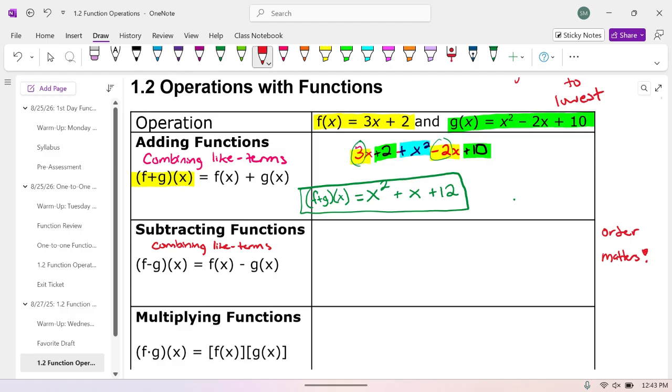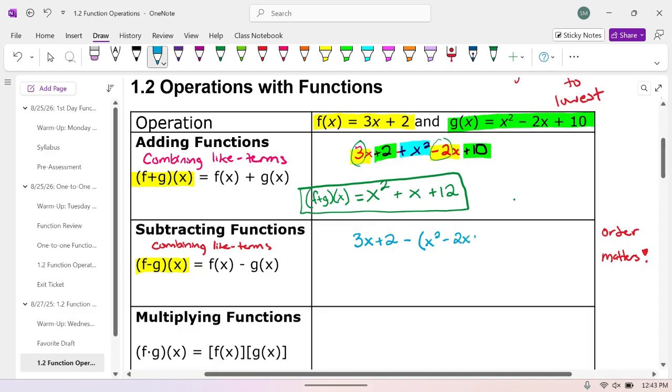So I'm going to go ahead and write out my function. We're going to do f first because we had f minus g of x. So f came first. We're going to write f's function first. So 3x plus 2 first, minus x squared minus 2x plus 10.